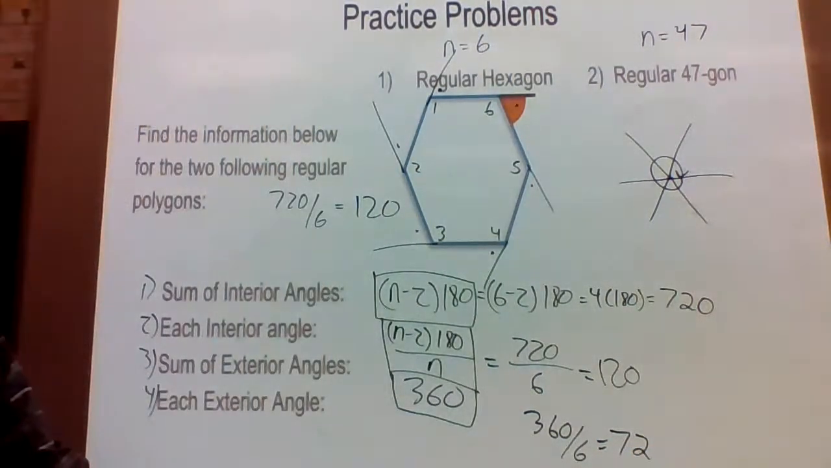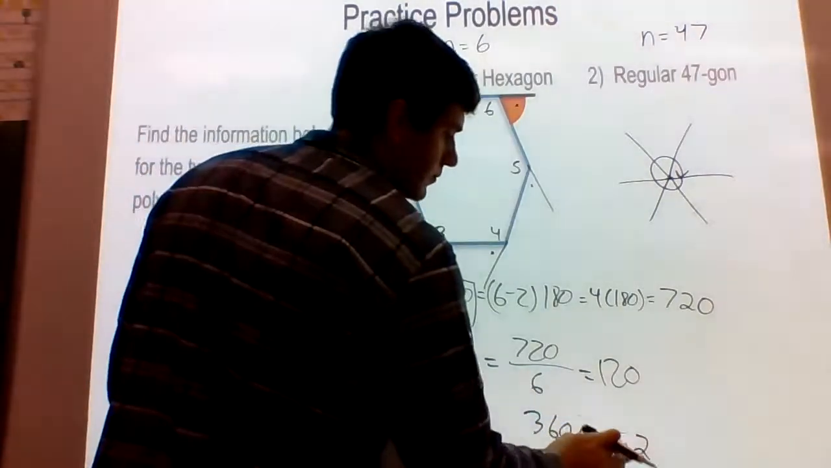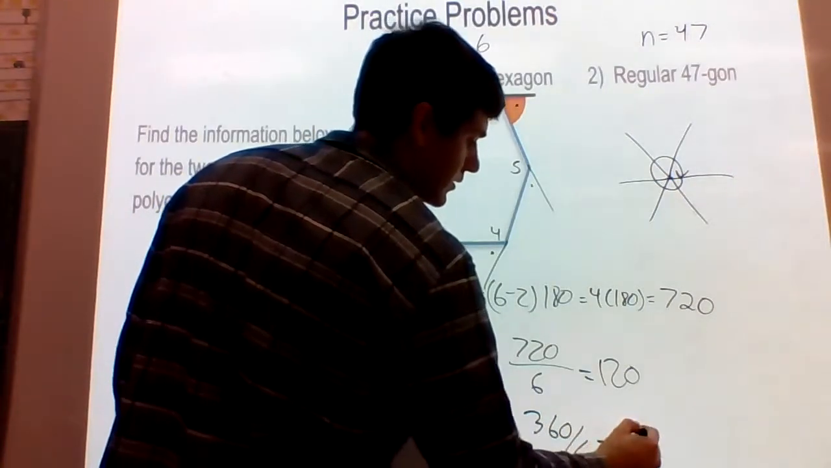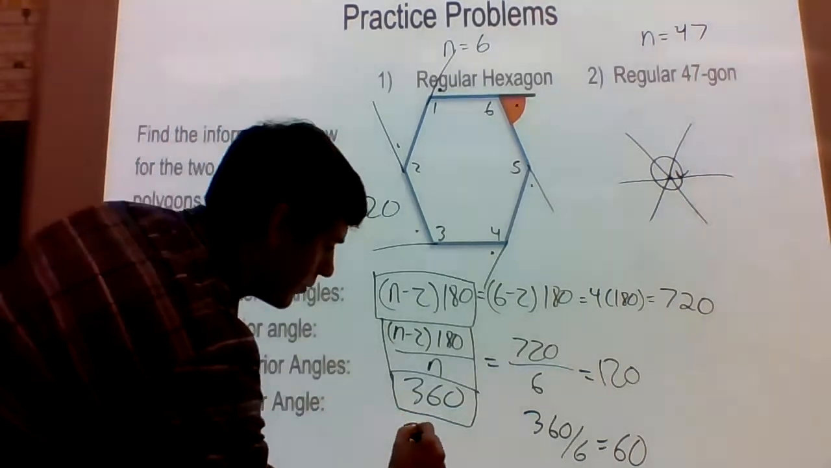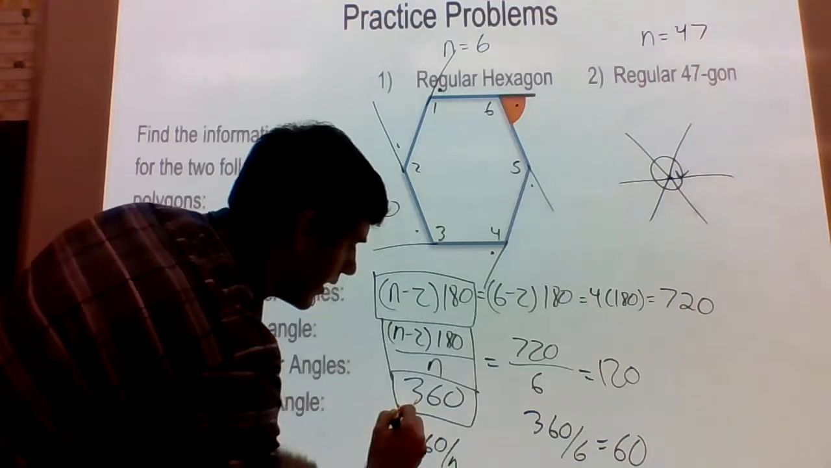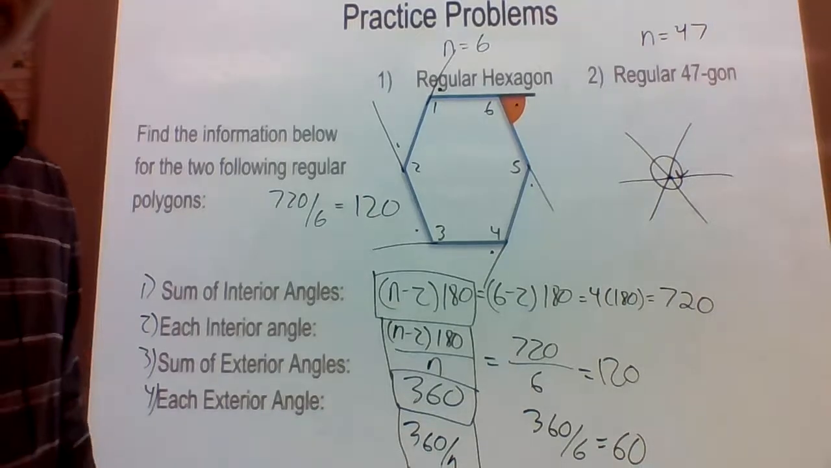72, maybe. No. 60. It's going to give us 60. Six goes into 36 6 times. Add the 0, 60. And again, the formula for that was 360 divided by n. Okay, so those were the 4 formulas we used.